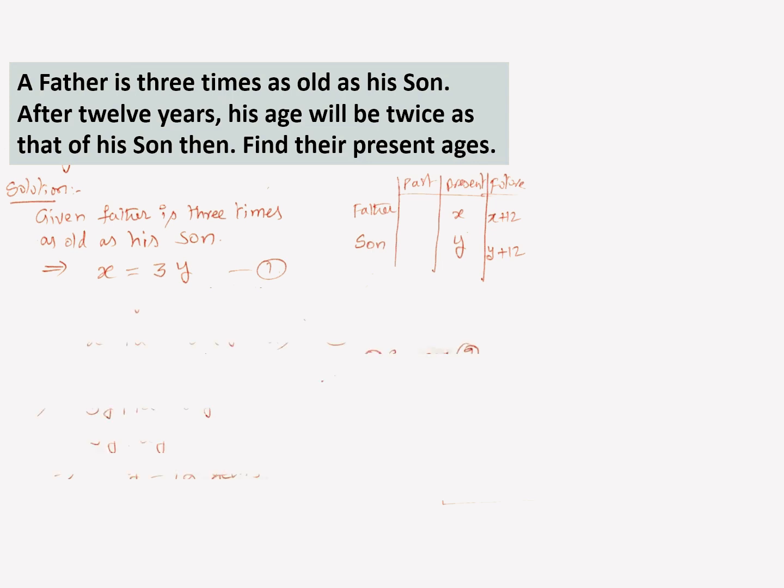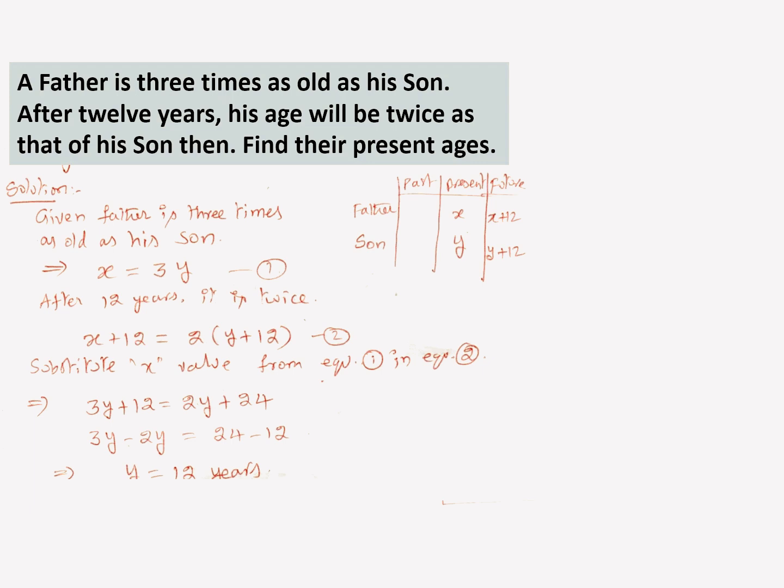After 12 years, so the next condition is after 12 years. That means you need to consider these two values. So his age is twice that of his son. His age after 12 years would be x plus 12, that equals 2 times y plus 12. So now you got two equations.